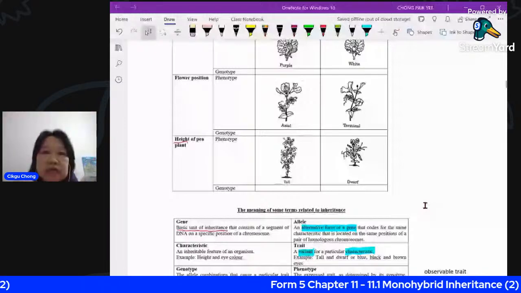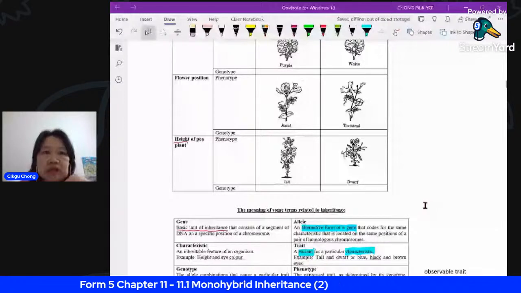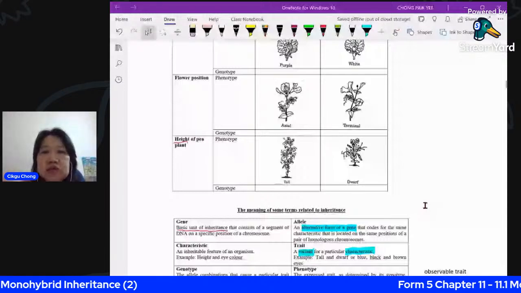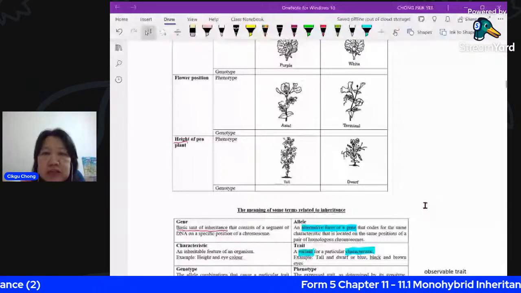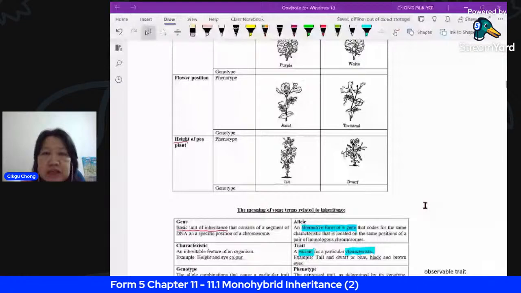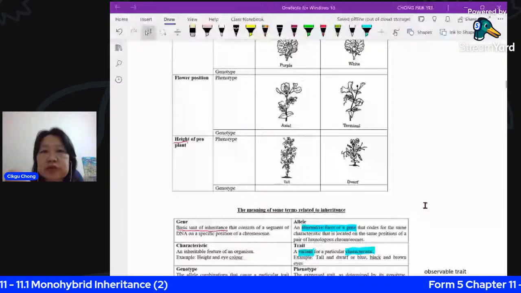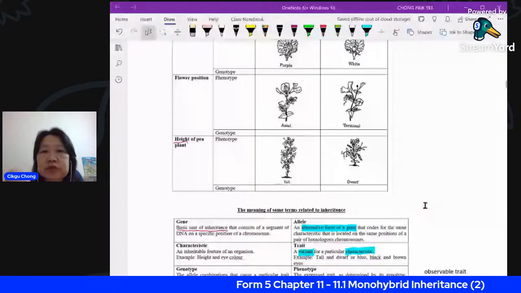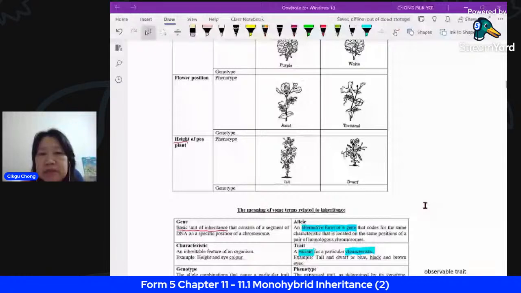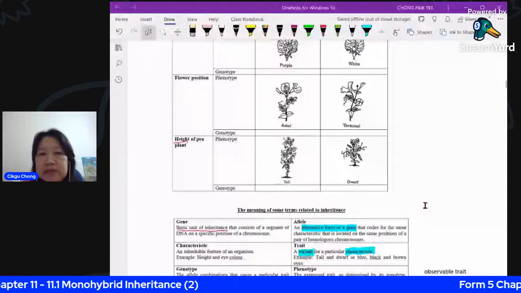Mendel found that not all these factors are of equal strength. There are some which are stronger, we call it dominant trait, and there are some which are not so strong, we call it recessive trait. Usually you use a capital letter to show the dominant allele, for example, capital B for dominant, and a small one for the recessive allele.